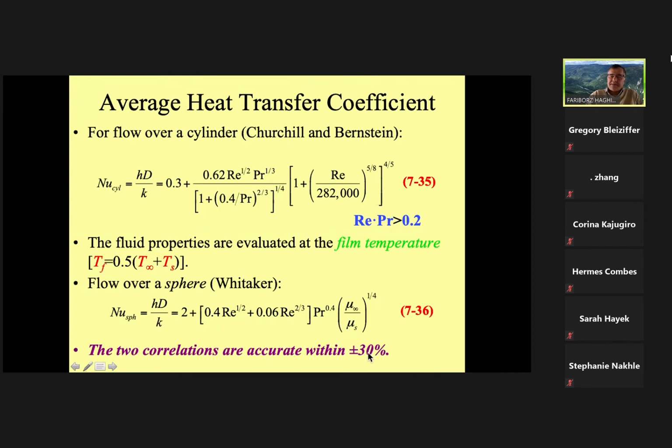Keep in mind, the two correlations are accurate to within 30%. It means we have to be careful. These are approximations of the heat transfer coefficient. If you're dealing with something very specific, you have to go to the library, look at the handbook of heat transfer, and probably find a much better correlation. You're talking about 30%. The whole reason is that this type of graph is based on curve fitting. They carried out experiments on the sphere and the cylinder, with different gases, different diameters, and different air velocities, and then tried to fit the curve, and they found this is the best curve for the cylinder, and this is the best curve for the sphere.